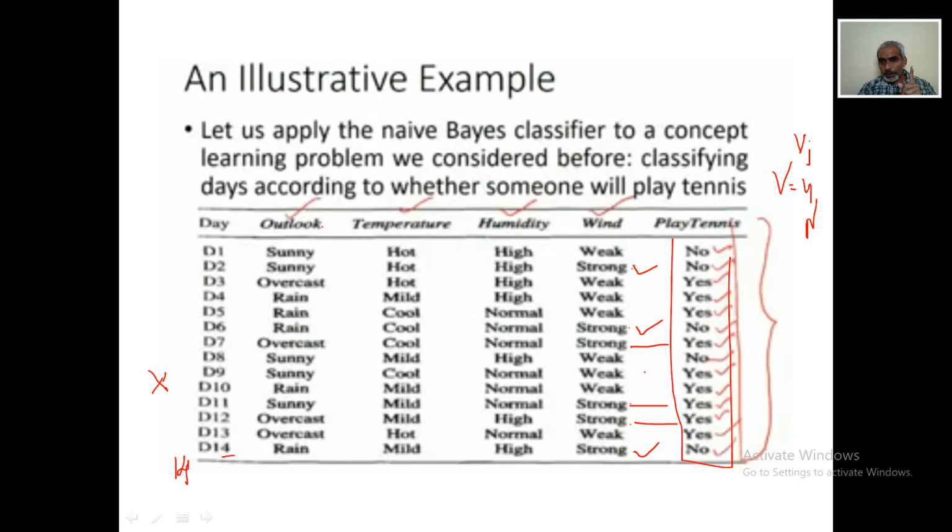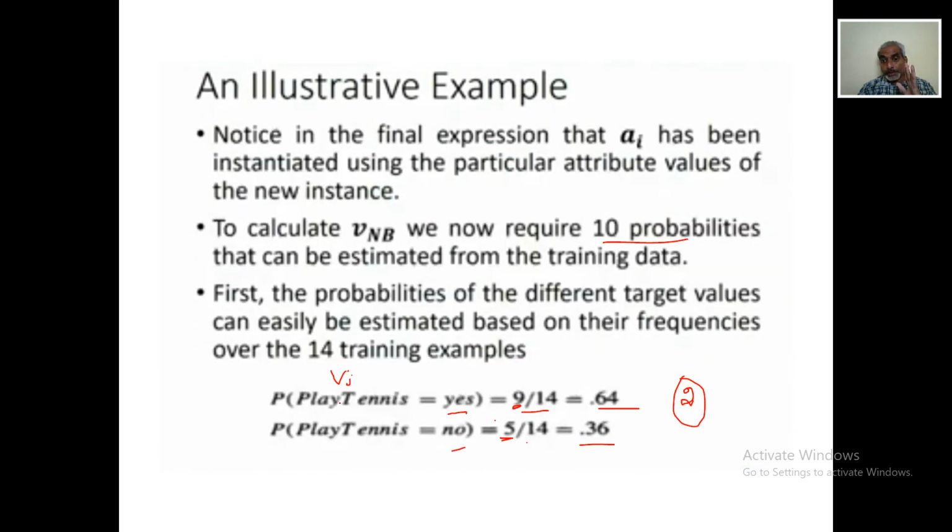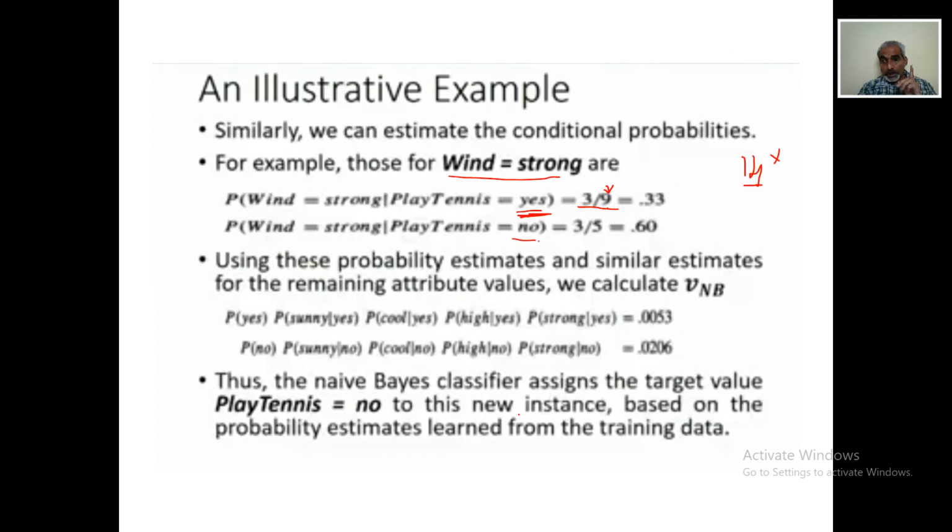How many? Total 3, right? And how many times is no coming in our data set of 14? 5 times, right? Here we have seen. No comes 5 times. So 3 divided by 5, which is equal to 0.6. Now this we have done for one attribute.